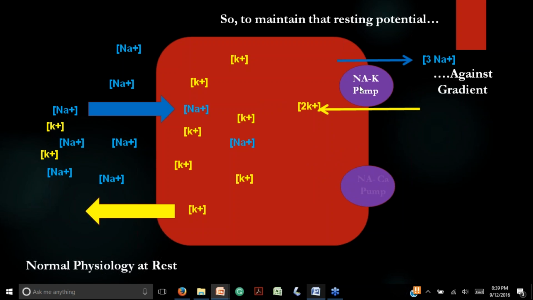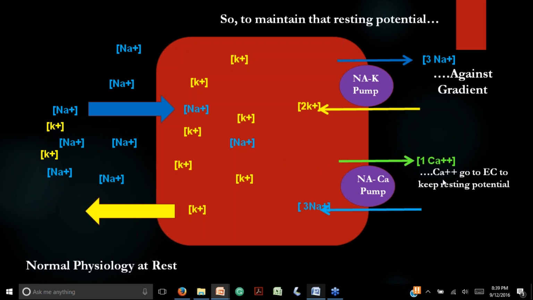We have another one, the sodium calcium pump. The sodium calcium pump is going to exchange 1 calcium from the intracellular and 3 sodiums from the extracellular to the intracellular. So what happens here is calcium goes out and sodium comes in. Calcium goes to the extracellular to keep the resting potential. This is an example of muscle contraction, especially of the cardiac muscle.